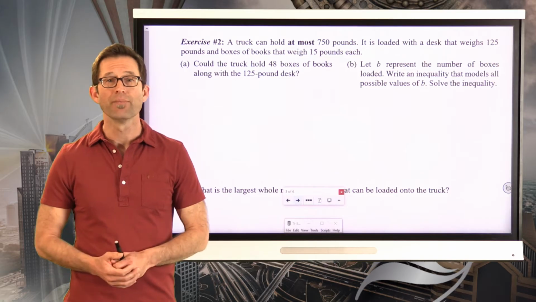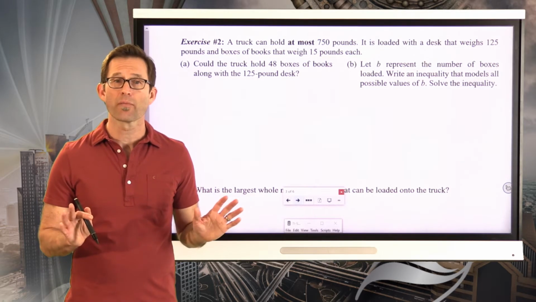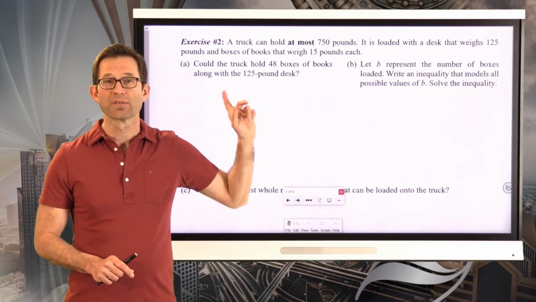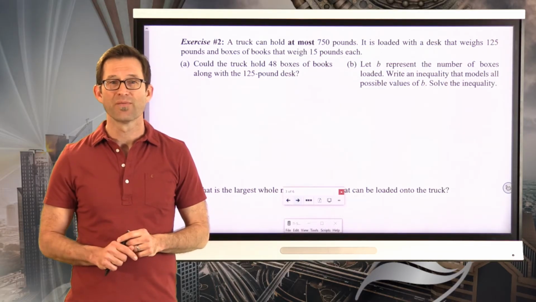All right, great. Well, why don't you go ahead and pause the video and see if, using all the information they gave in the problem, the truck could hold 48 boxes of books and a 125-pound desk. Go ahead and pause the video.